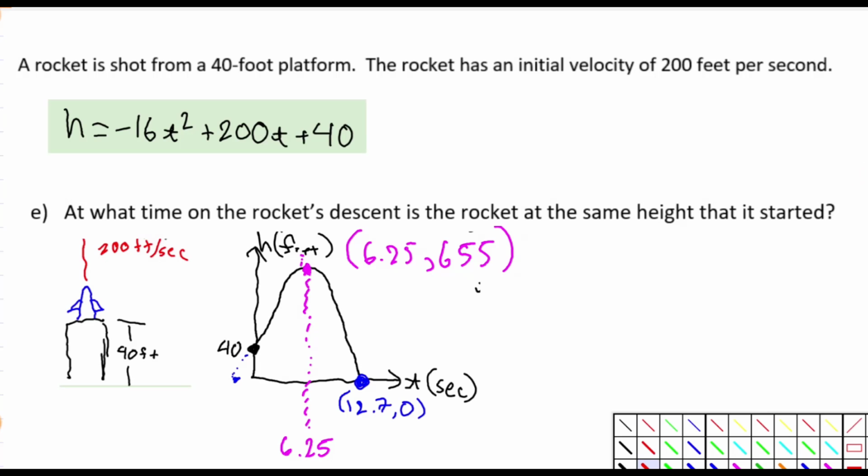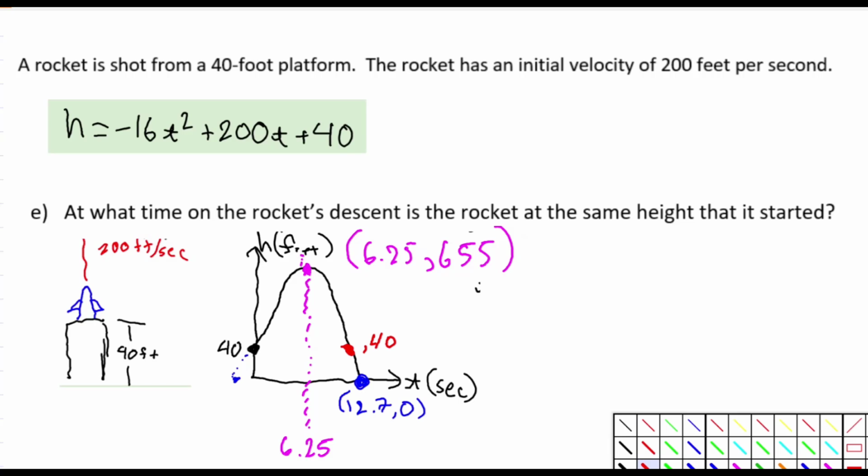Last question. At what time on the rocket's descent is the rocket at the same height that it started? So we're looking for, when does this rocket reach 40 feet again? That's going to be at this point right here. That'll be when it hits 40 feet again. That'll be the height. But what time is that?